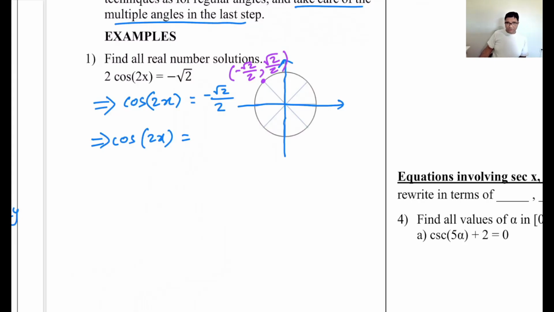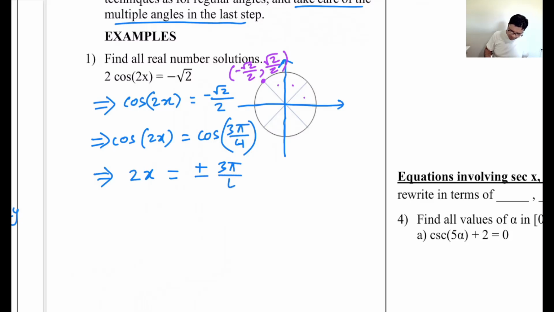That's where you have negative root 2 over 2, root 2 over 2. That is multiples of pi over 4. 1, 2, 3. Okay. And cosine is x coordinate, right? So that is cos 3 pi over 4. And now remember what that means. That means 2x is equal to plus and minus 3 pi over 4. Those will be the basic solutions.